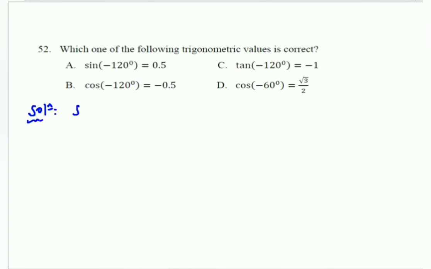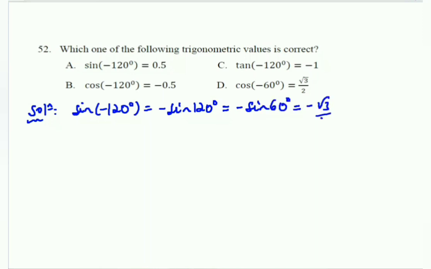Sine of negative 120 degrees is the same as the negative of sine of 120 degrees, because sine is an odd function. So this is equivalent to the negative of sine 60 degrees, which is the negative of root 3 over 2. So this cannot be a correct statement about the trigonometric values.